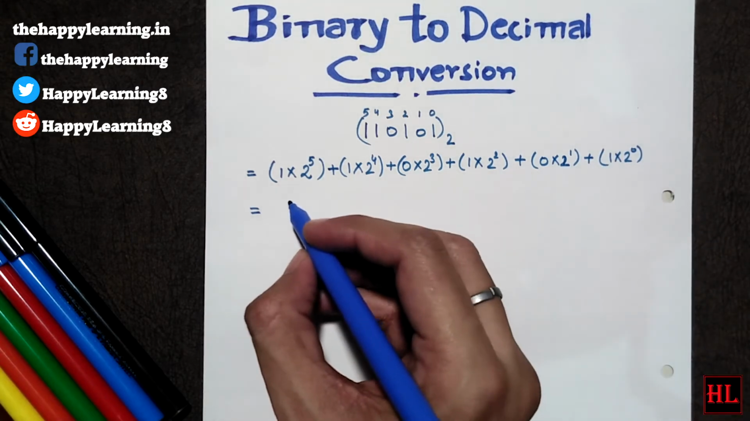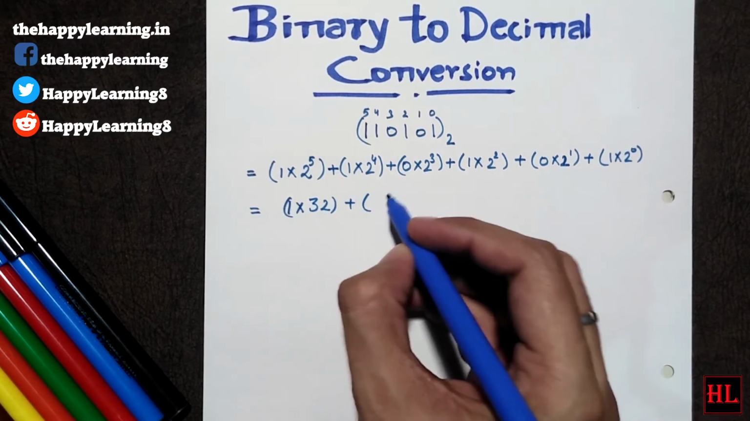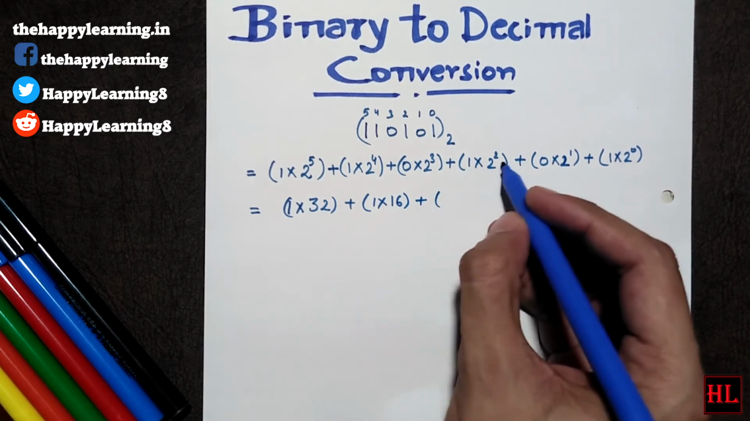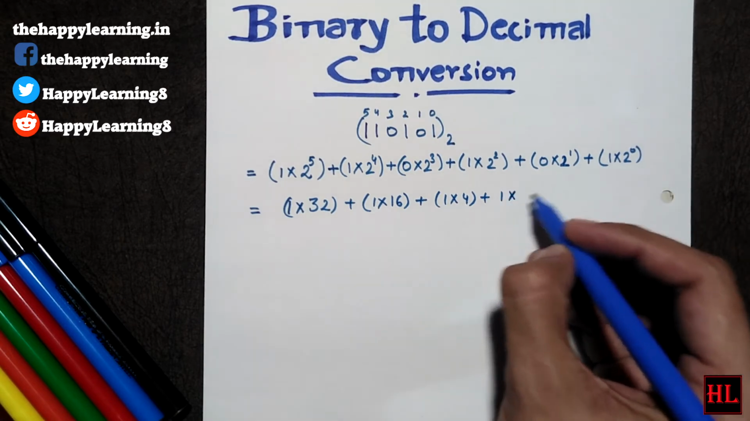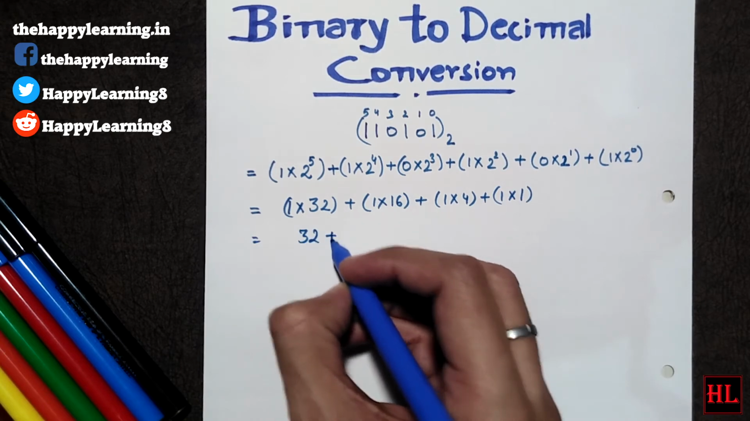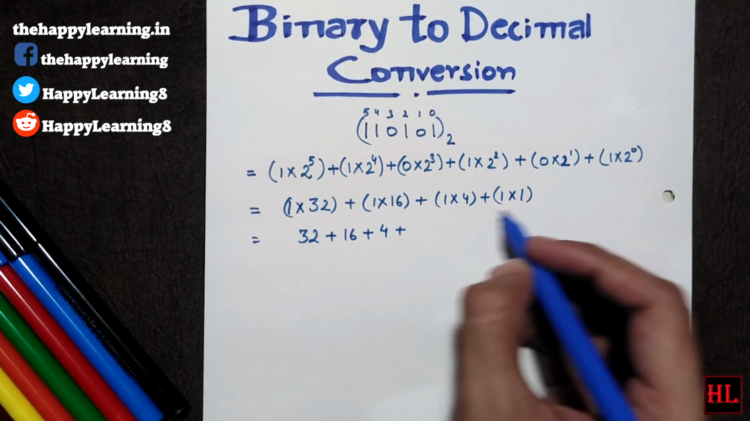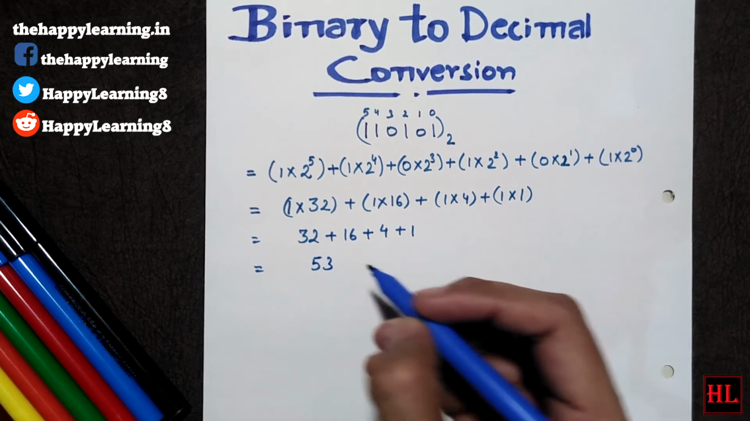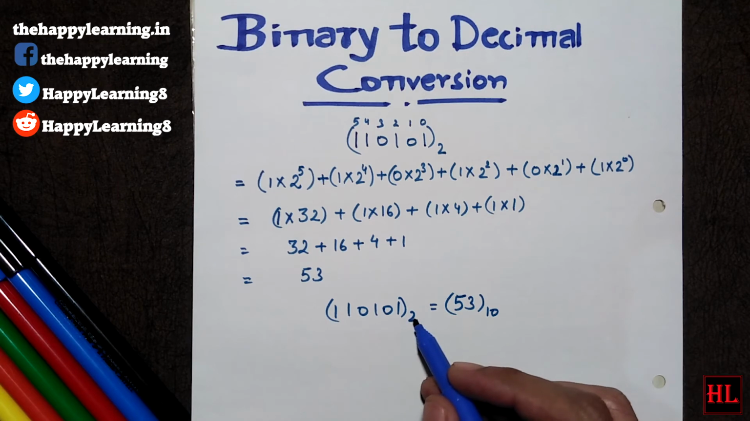So we'll have 1 multiplied by 2 raised to power 5 is 32, plus 1 multiplied by 2 raised to power 4 is 16, plus 1 multiplied by 2 raised to power 2 is 4, plus 1 multiplied by 2 raised to power 0 is 1. So we have 1 into 32 plus 1 into 16 plus 1 into 4 plus 1 into 1. So on adding all these values we get 53. Therefore the decimal equivalent of binary number 110101 is 53.